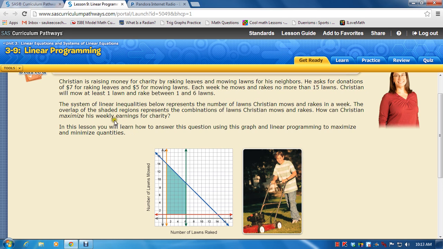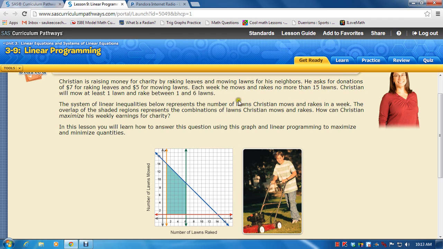So again, that's going to be what we're looking at, but if we read this problem, I'll just give you the basics of it here. You can read it on your own if you want to. Christian's raising money for charity. He's going to do that by mowing lawns and by raking leaves. He's going to charge $7 for raking leaves, and he's going to charge $5 for mowing lawns.